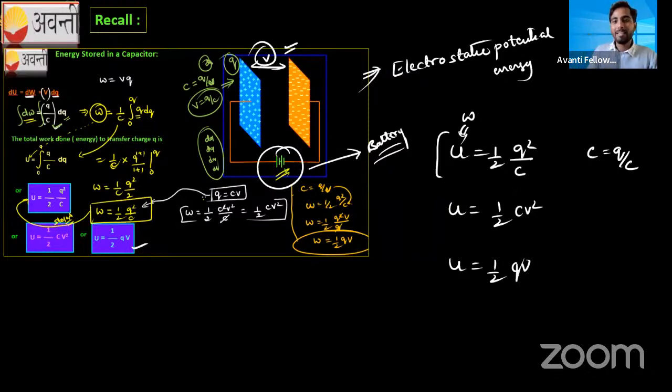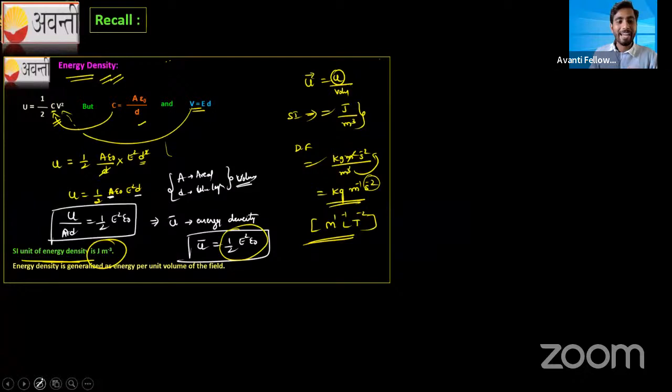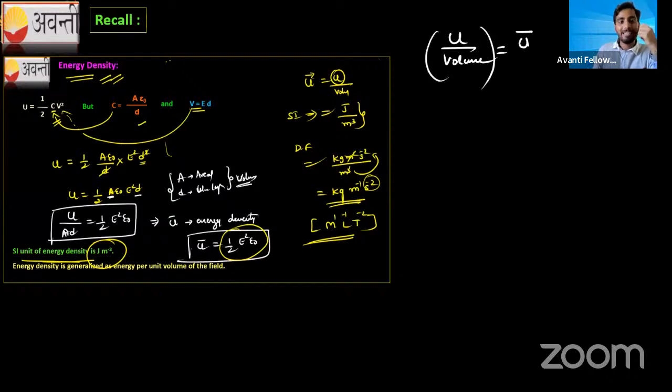These are all the three formats of energy which are stored inside the capacitor plates. Later on we discuss the energy density. In a simple way, energy density is nothing but how much energy will be stored in a given volume. We can say energy per unit volume is called the energy density. We represent this as U bar.